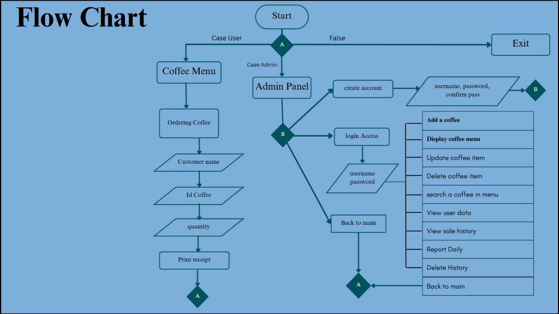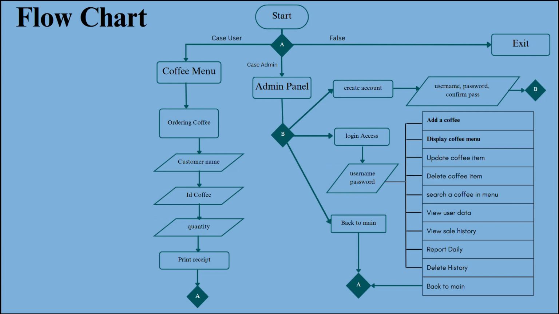In part A again, if you choose admin panel, it will show you 3 more options: create account, login access, and back to admin. When we go to create account, the system needs the user to create the username and password and then confirm password. Then it goes to part B again. In part B, if we click login access, it will need the user to input the username and password.